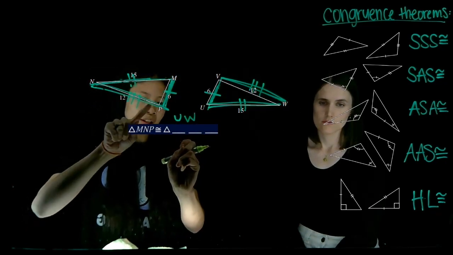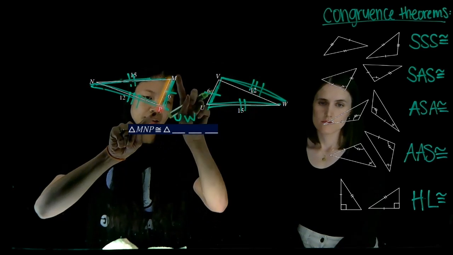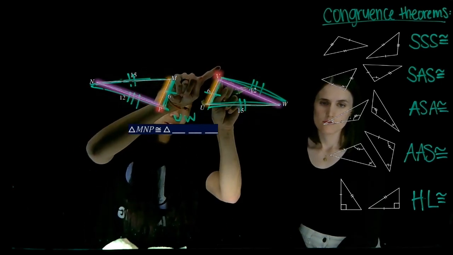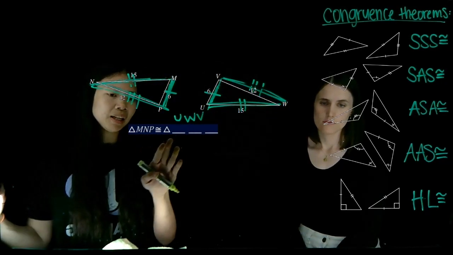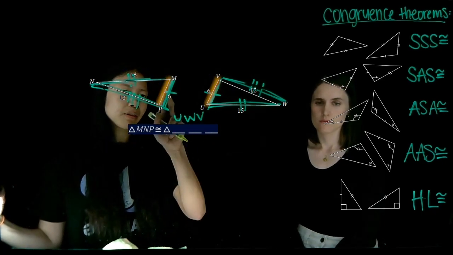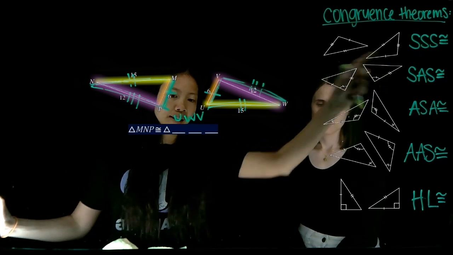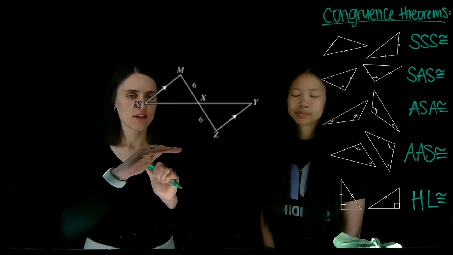And then my last one is P, and P would have to correspond with V because P has 6 and 12, and V also has 6 and 12 coming out of it. Triangle MNP is congruent to triangle UWV, and we know this is true because we have 3 pairs of corresponding congruent sides. So this would fall under side, side, side. So let's take a look at these triangles right here.